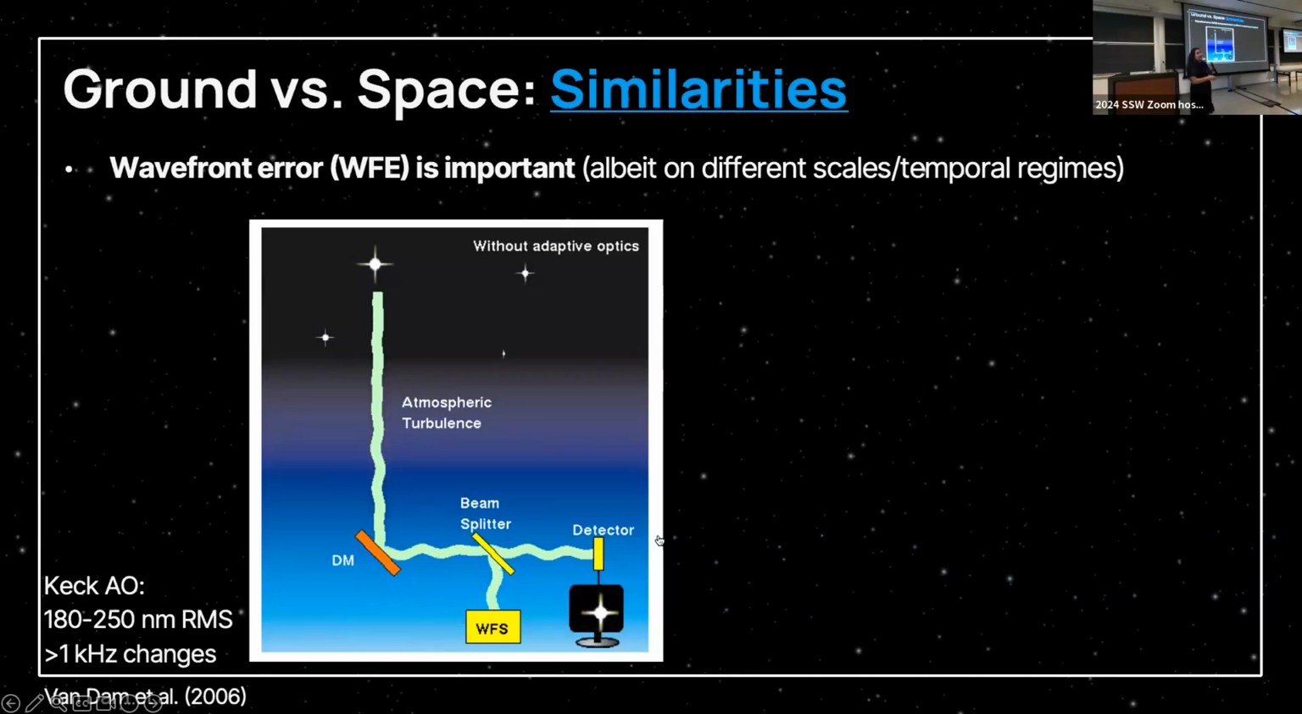But the other thing that we should remember is that these changes, as we just saw in Julien's talk, are happening very, very fast, right? We have to compensate and keep up with these rapid changes in the atmosphere. Now, how does this compare to space?